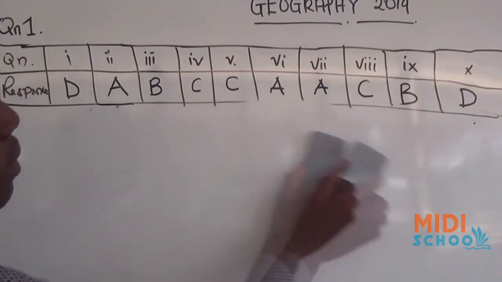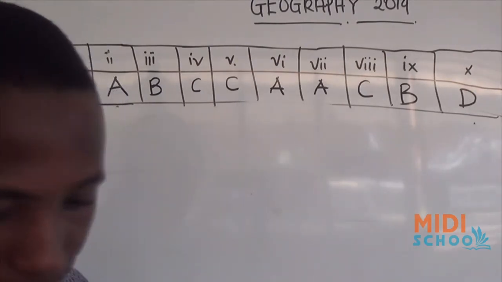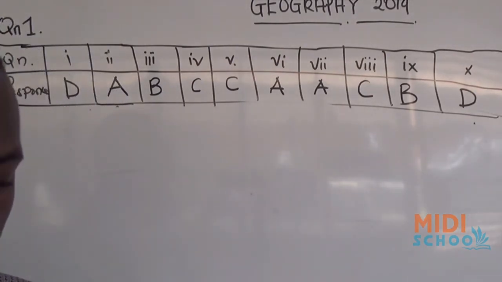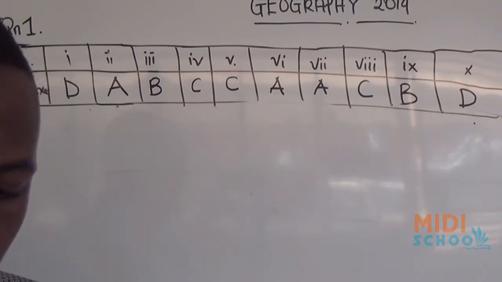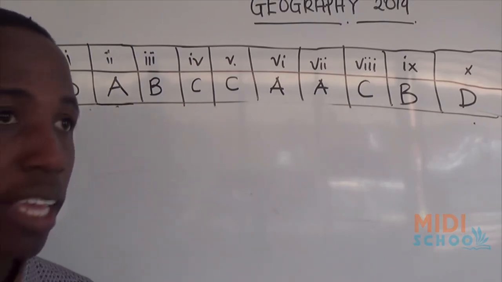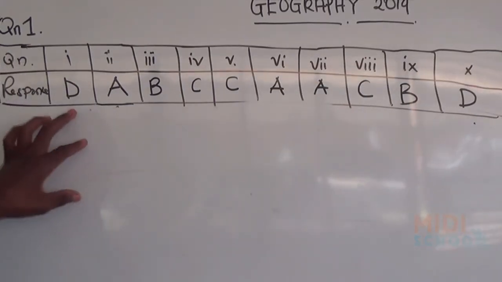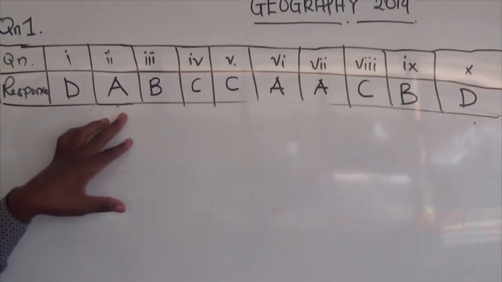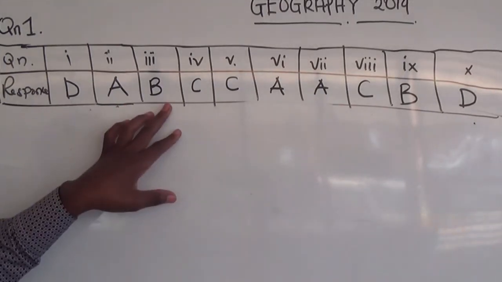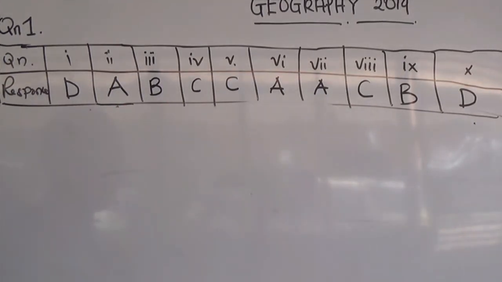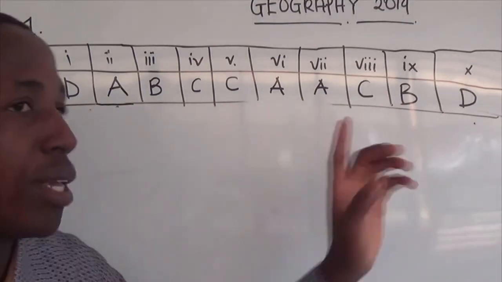Our answer is D. So by this, our question 1 will be over. So number 1, our answer is D. Second one is A. Third one is B, C, A, C, B, and D.